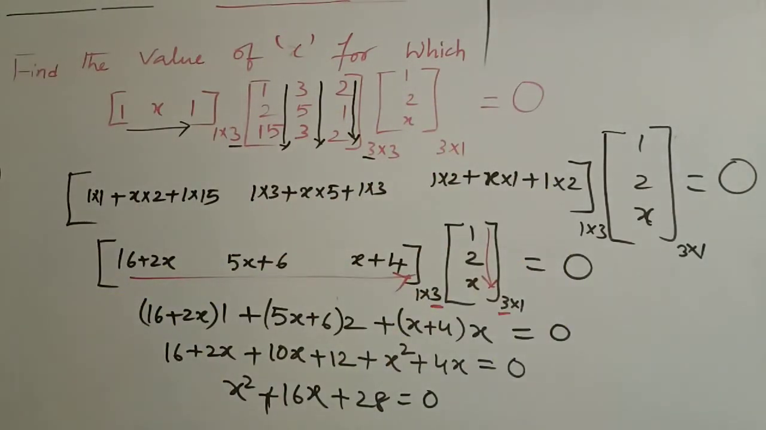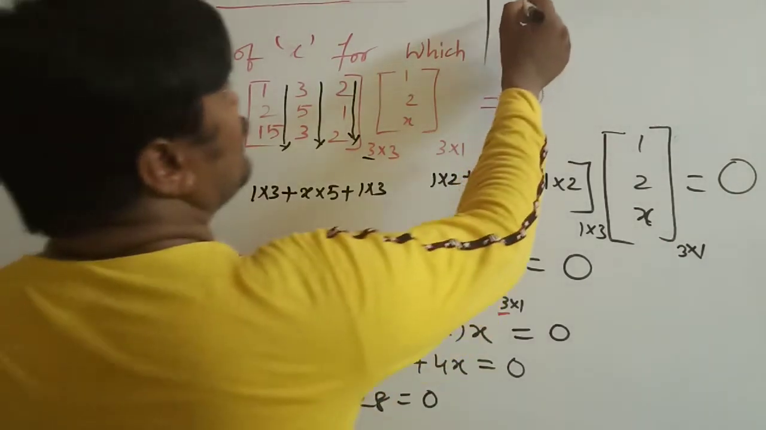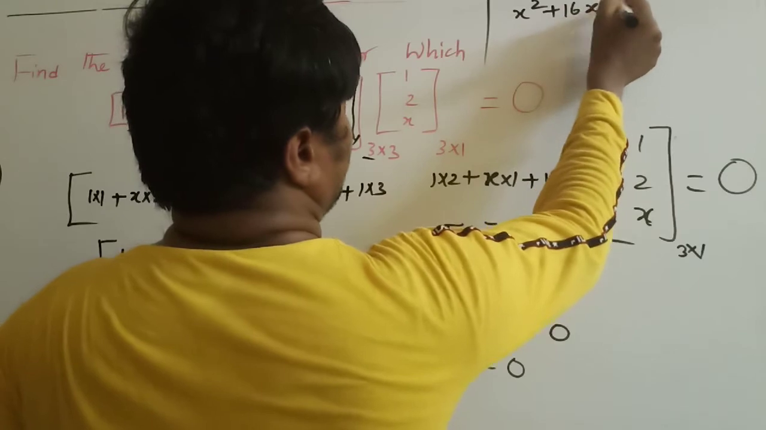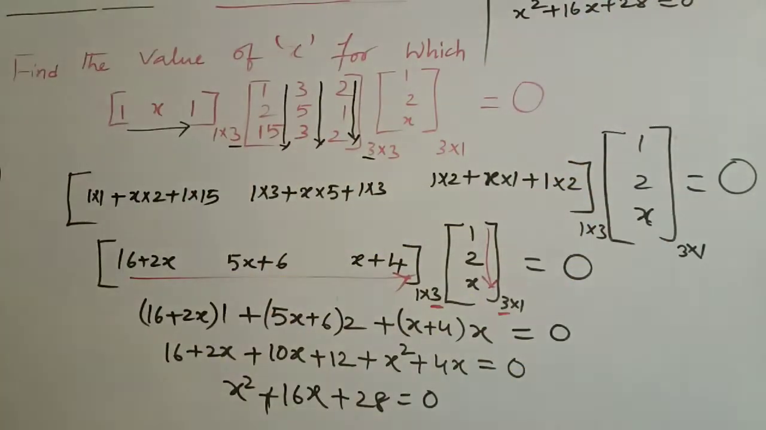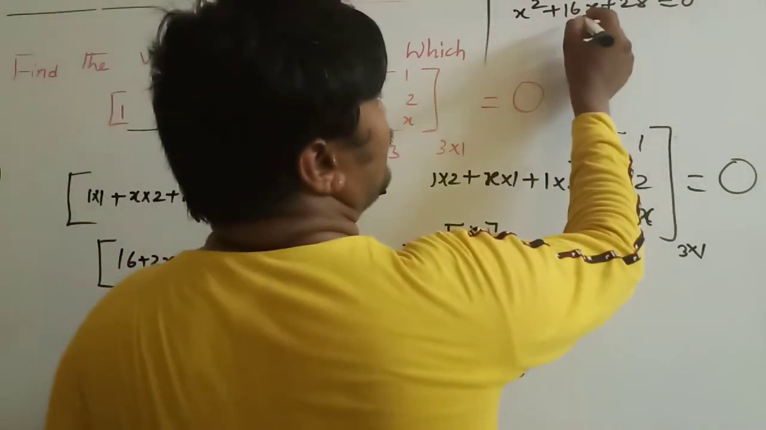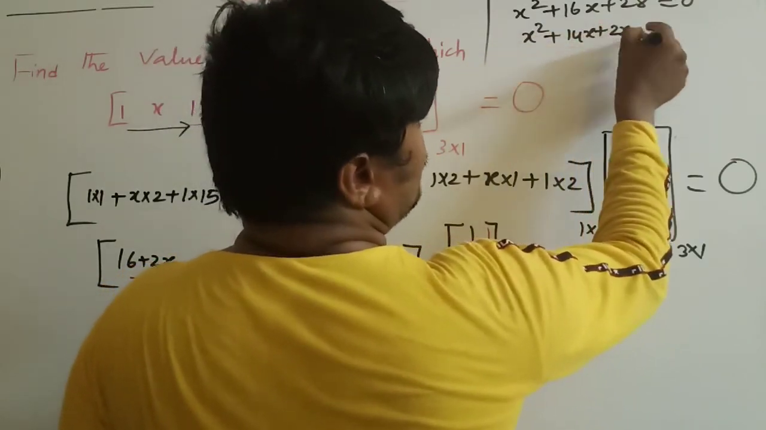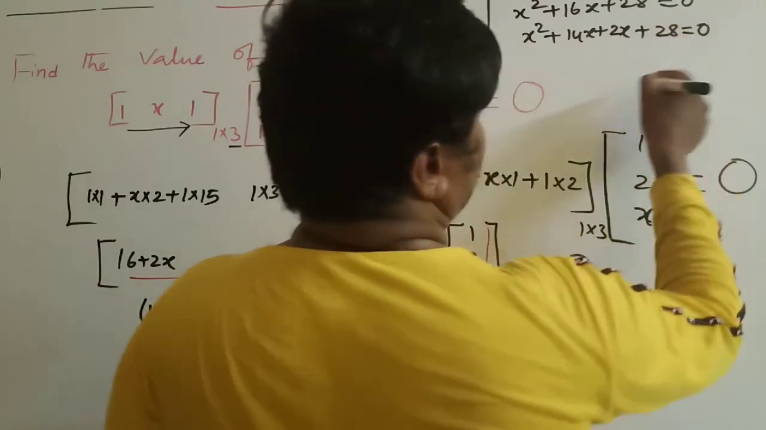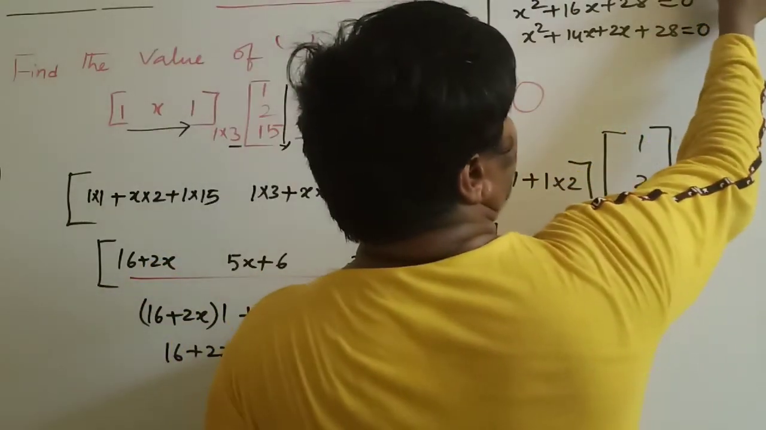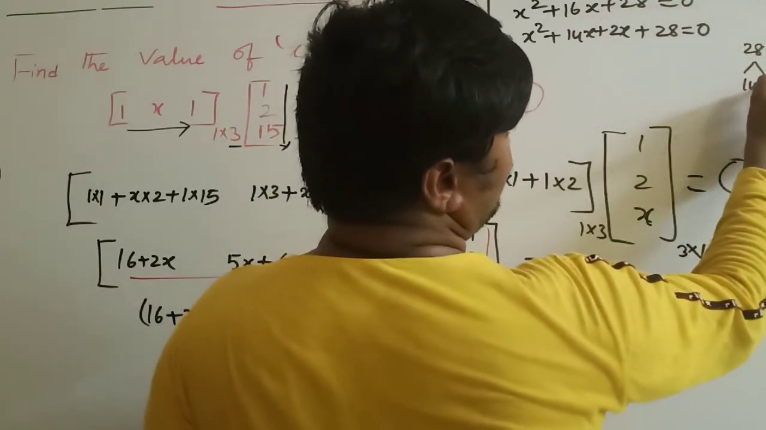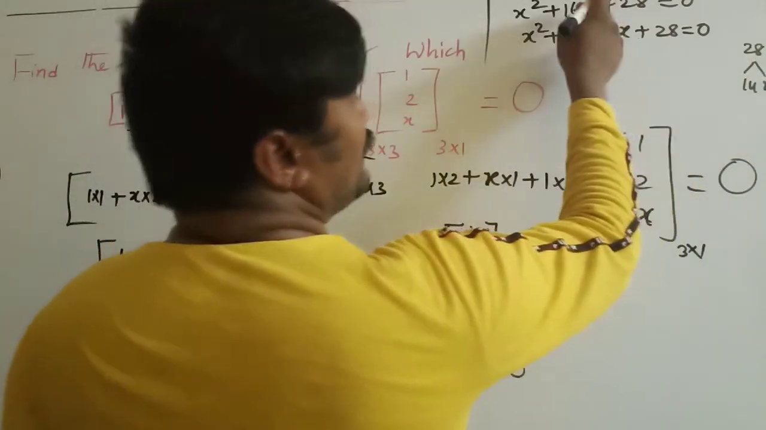I think you are able to find it. So here it is x square plus 16x plus 28 is equal to 0. This is the equation you found, and it is very simple. Now split the middle term: x square plus 14x plus 2x plus 28 is equal to 0, because 28 into 1 is 28, and the factors 14 and 2, if you add, give 16.